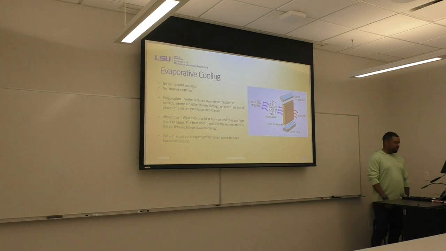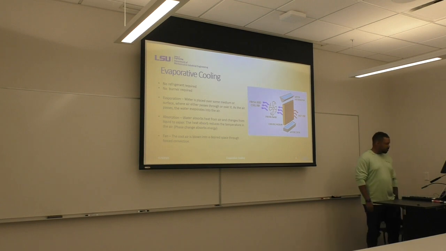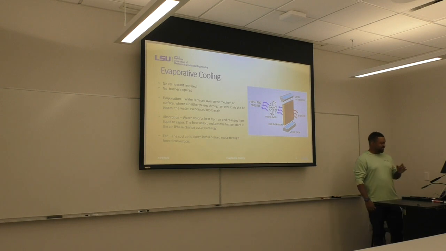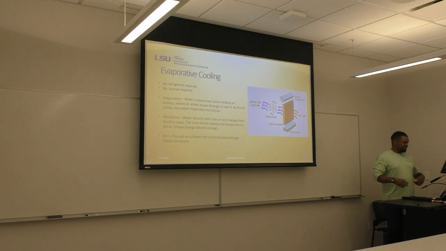All right, so evaporative cooling, there's no refrigerant required, no burner required either. So you have an evaporation process. So you have water placed over a medium or surface, and where that air passes over it, and through or over it, the air passes and the water evaporates into the air. This absorption is the next phase of it. The next phase is where water absorbs from the heat in the air, and it changes from a liquid to a vapor. This heat is absorbed, which reduces the temperature into the air, and it causes a phase change in the energy. And then, so that leaves the cool air, where a fan blows that cool air through a space through forced convection.